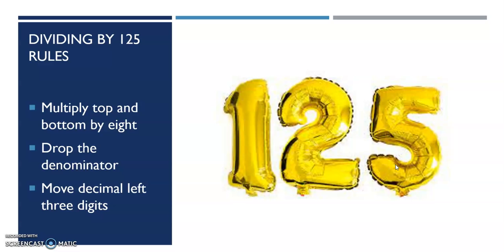So here's your rules. You'll multiply both your top and your bottom by 8. You'll drop your denominator, and then you'll move your decimal place 3 digits to the left.